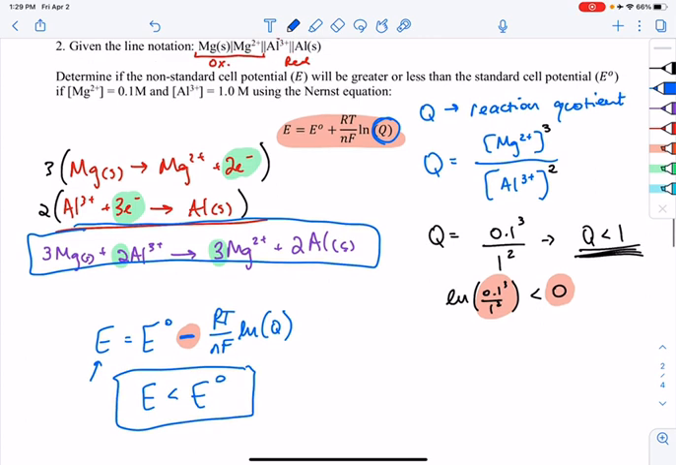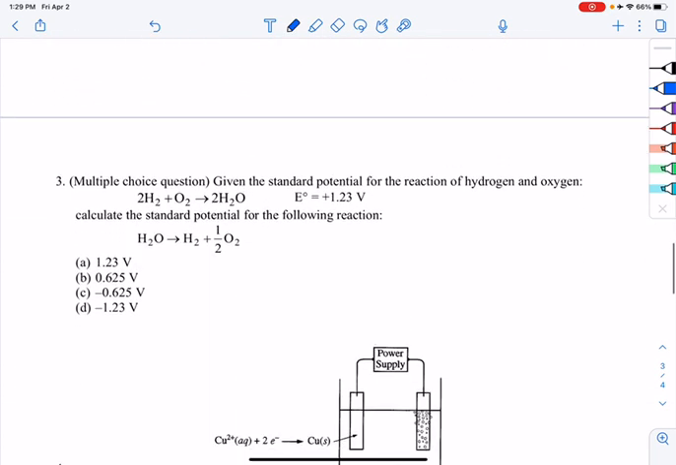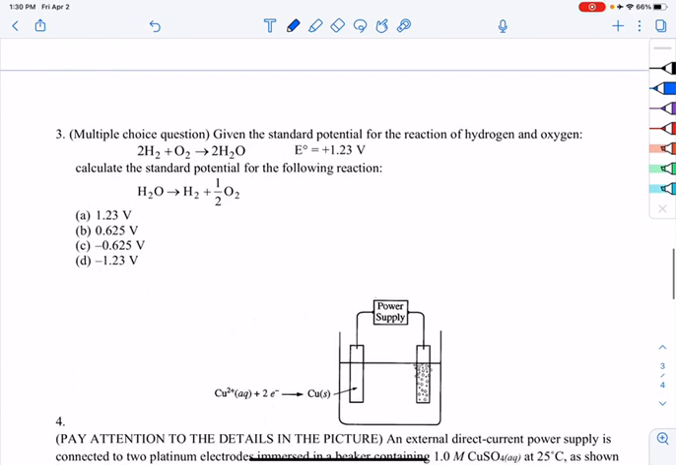So what you could say is the potential of the cell will decrease, essentially, right? And that's our answer. Okay, moving on. Number 3, it says, given the standard potential for the reaction, it gives us a nice cell potential, basically. Calculate the standard potential for the following reaction.